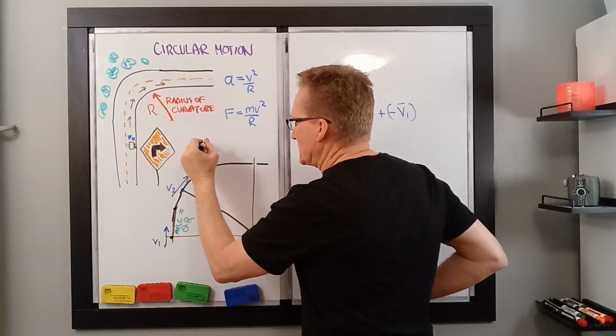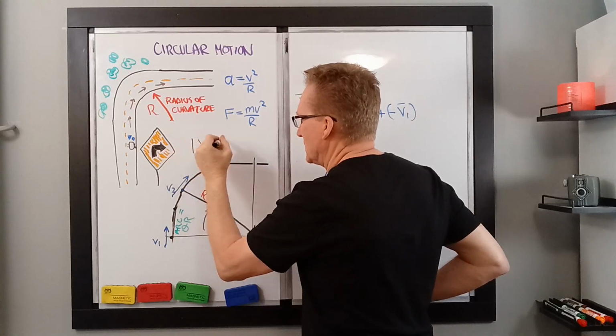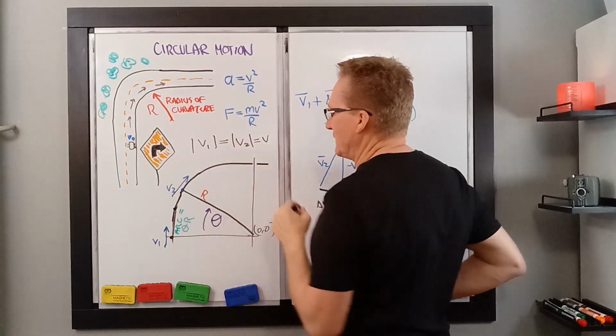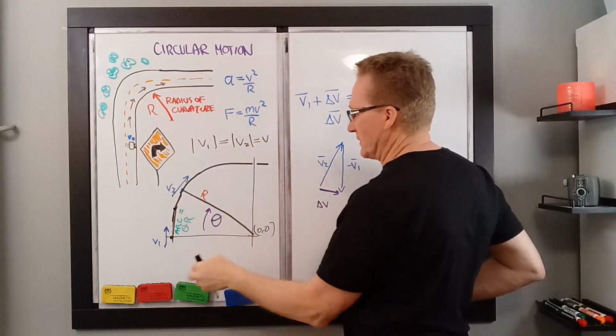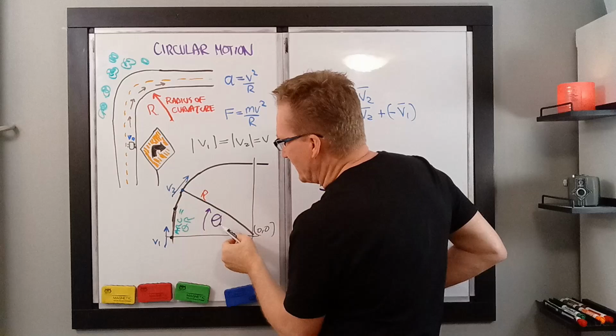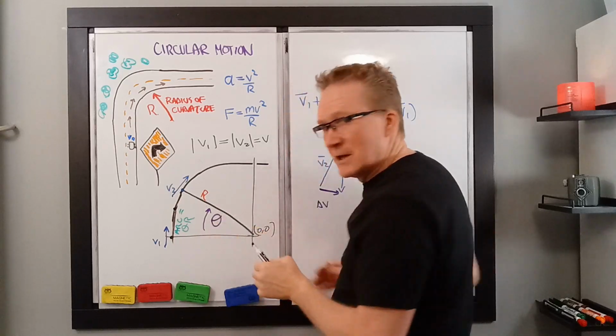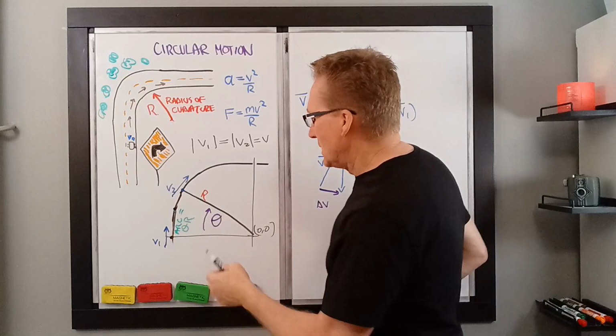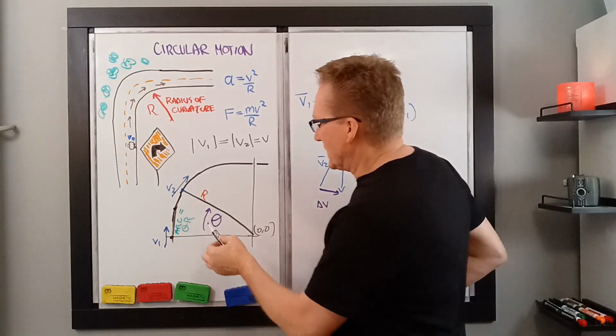So the absolute value of v1 is equal to the absolute value of v2. We'll just call that v. It's going to be the same as this v over here. So here we have v1, and then v2 is in a different direction because of this angle. I'm going to take this angle and shrink it later to be very close to 0, in a similar way as you would do with calculus.